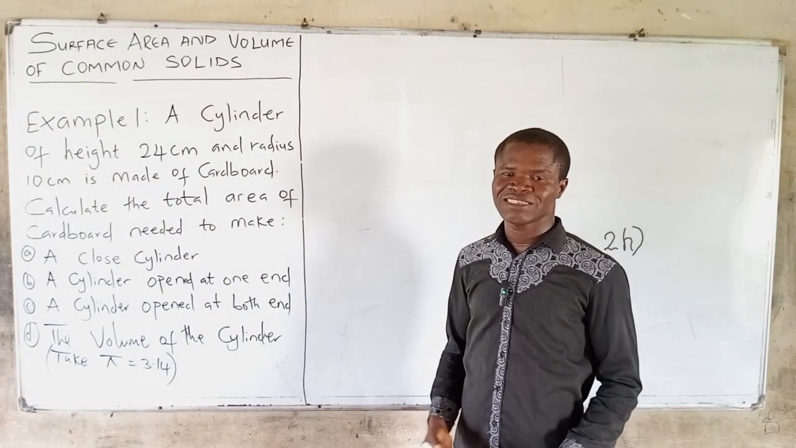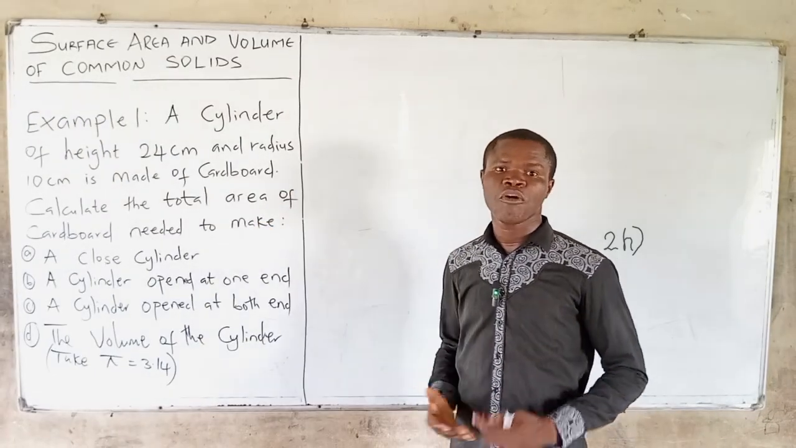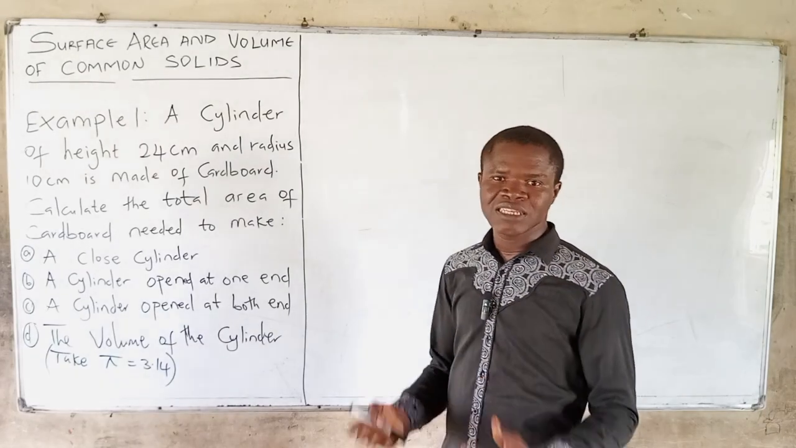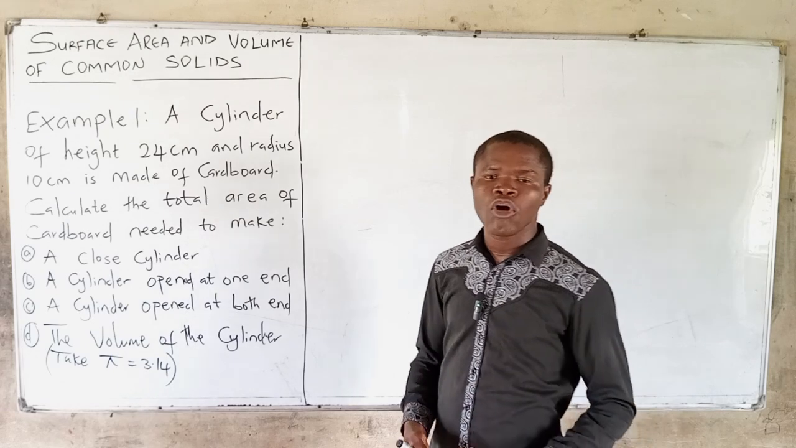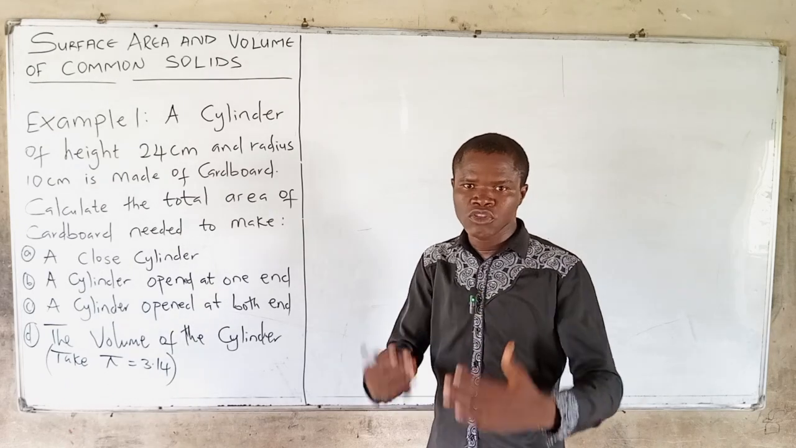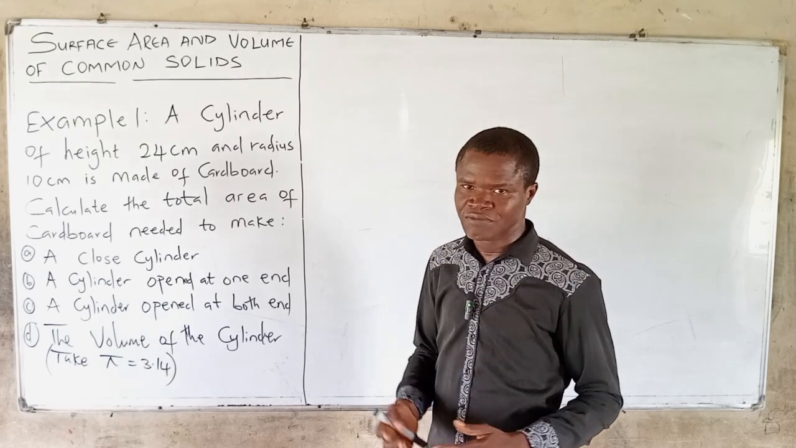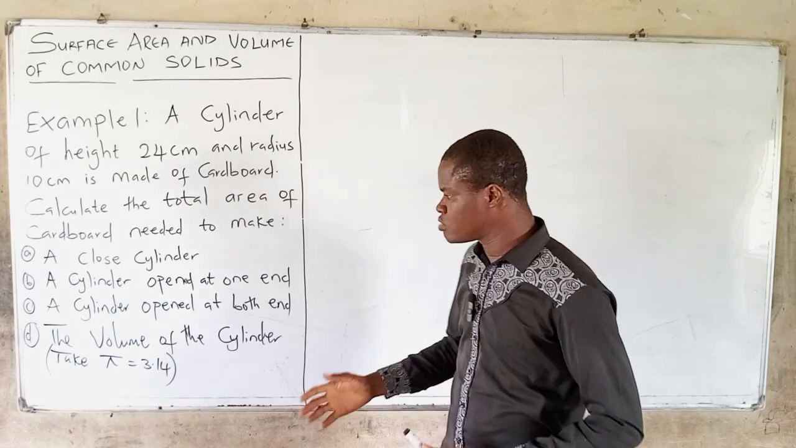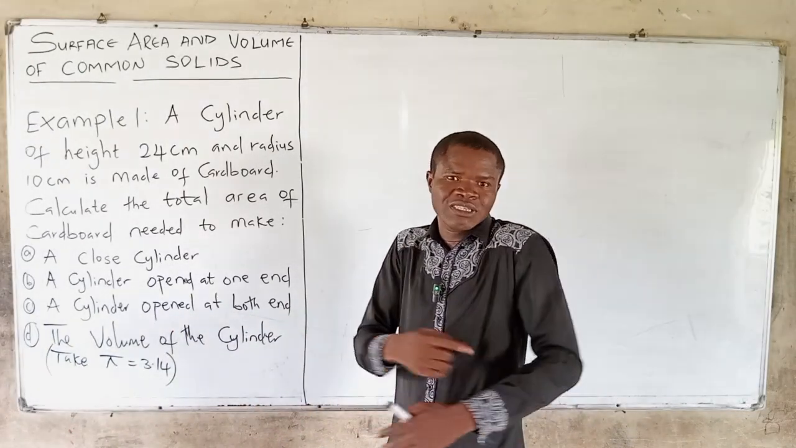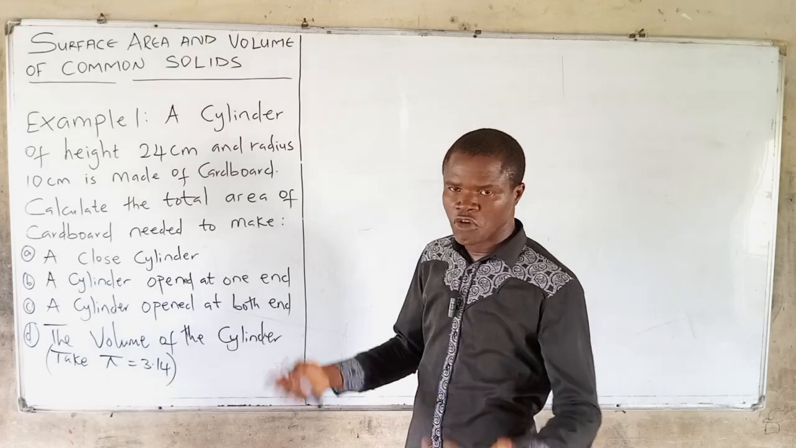This is a very good example to illustrate how to apply the formulas you have just learned about. Now, under cylinders, don't expect them to always tell you the terms, the words you already know for these formulas. I know you are familiar with curved surface area, but they will not tell you curved surface area. They will tell you a cylinder open at both ends.